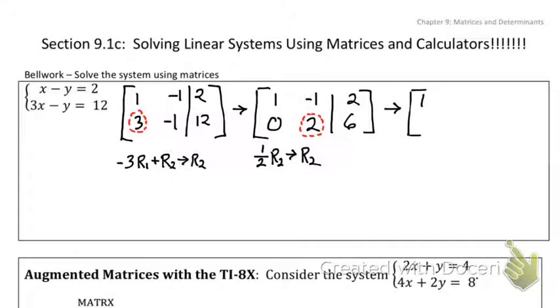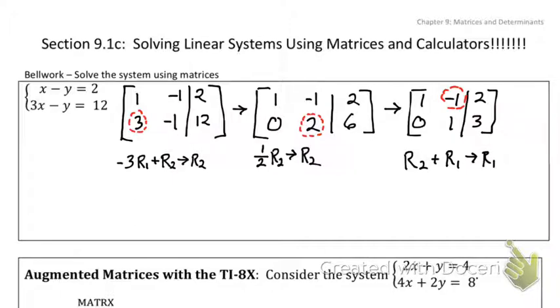Well, I didn't do anything to the first row. That's why I circle what I'm going to work with. My bottom row is 1/2 of 0 is 0, 1/2 of 2 is 1, 1/2 of 6 is 3. The last thing I need to do is find all the zeros in that column. The only one that needs to be a 0 is right there. The opposite of -1 is a +1, so I'm going to multiply row 2 by +1, but really that's just saying 1 times row 2, plus row 1 is going to become my new row 1. I'm just going to add this row straight to that row.